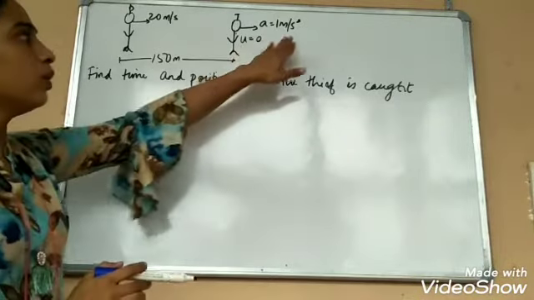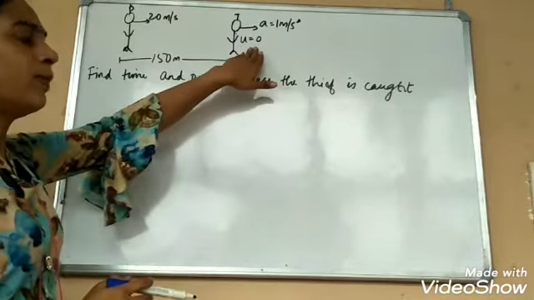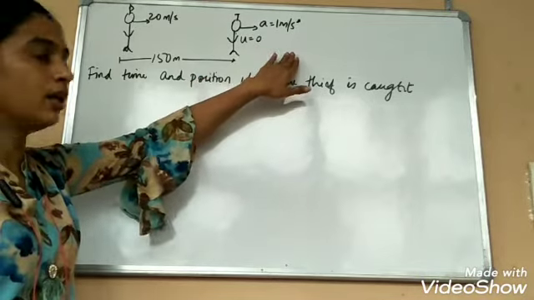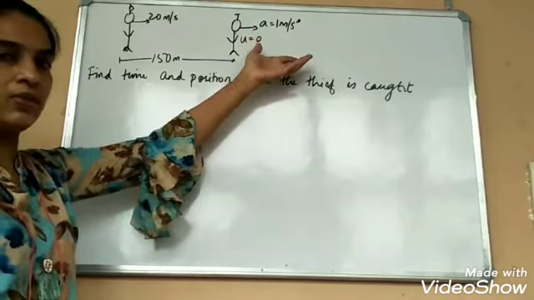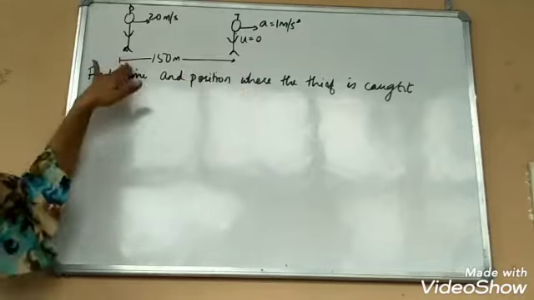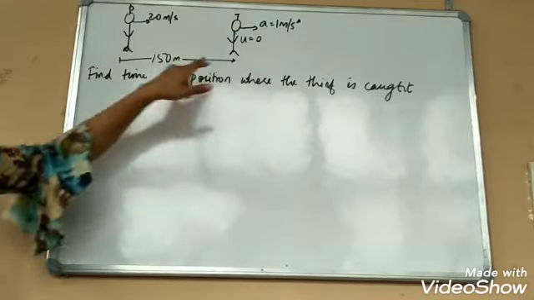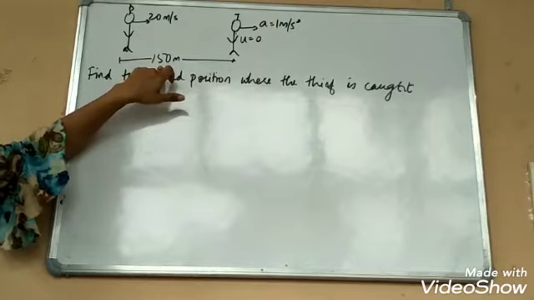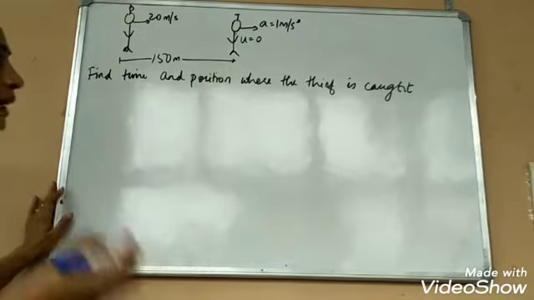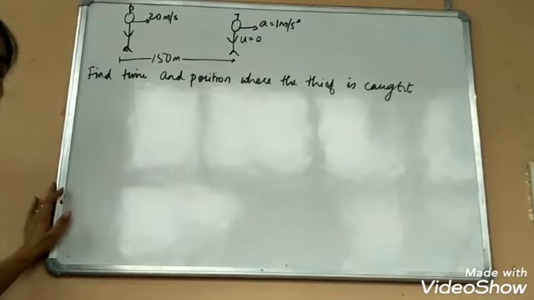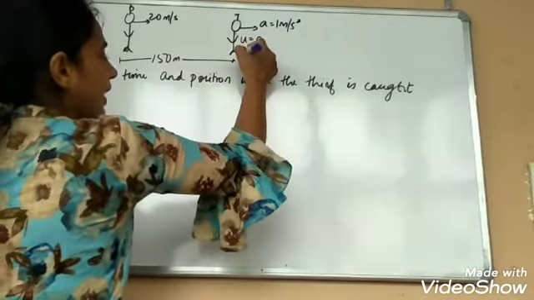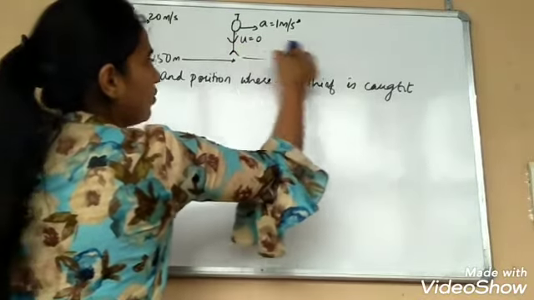So at that moment the initial velocity of the thief was 0, but then he started running, so his acceleration was there. His velocity changed from 0, so there was some acceleration. The initial distance between the police and thief at time t equals to 0 was 150 meter. Now you have to find the time and position where the thief is caught. Time is one thing you have to find, and the position also, that means the distance where the thief is caught. Again, let us say that in time t the thief is caught.